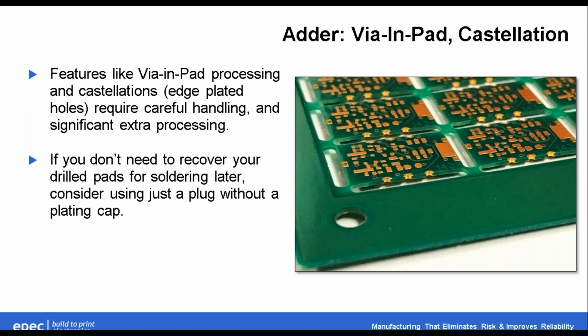Another adder is via and pad and Castellation. Via and pad processing and Castellation, meaning edge-plated holes, require careful handling and significant extra processing. One way you could save on via and pad is that if you don't need to recover your drilled pads for soldering, just consider using an epoxy plug from the opposite side of the pad to prevent the solder from migrating through the hole when you assemble your board, and you'll save a good deal of money over trying to cap plate all those pads if you don't really need them cap plated.